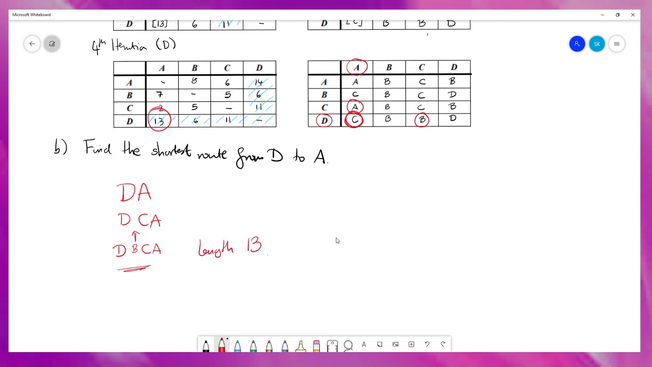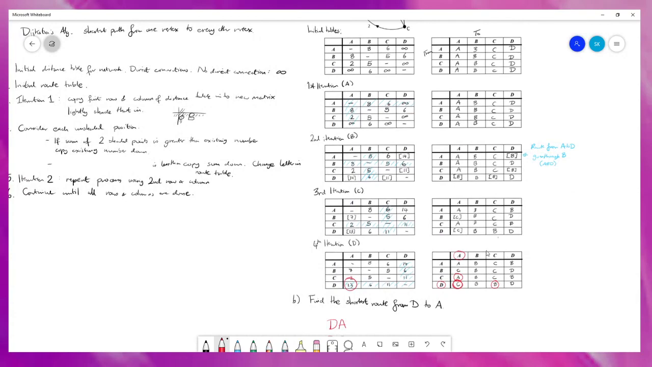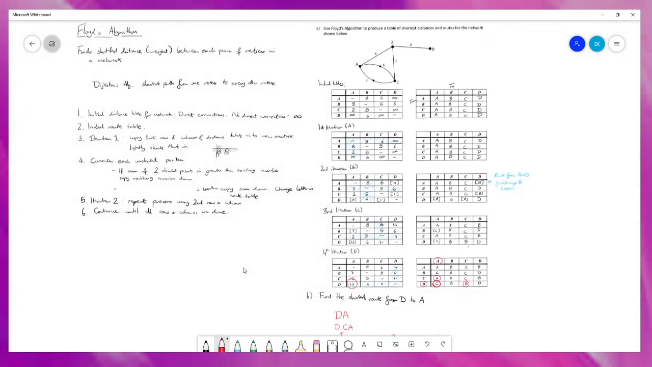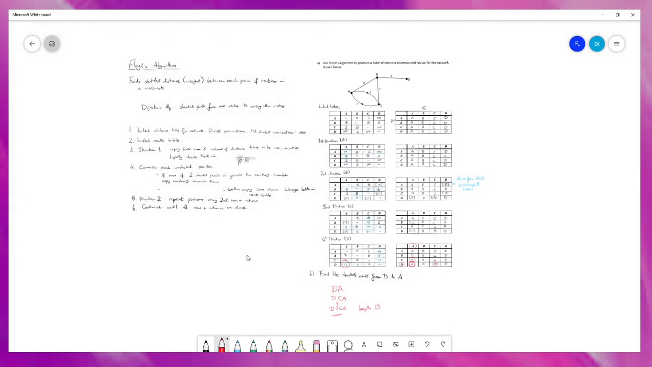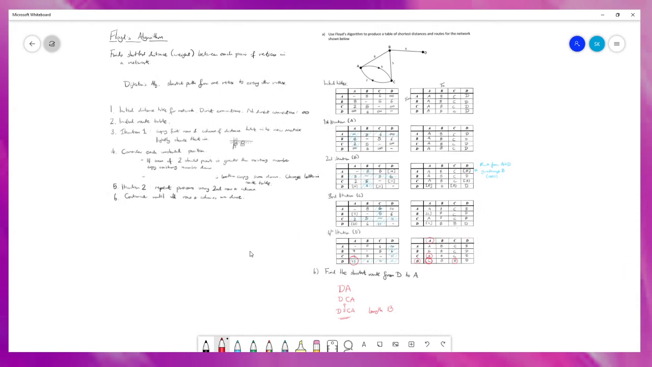Floyd's algorithm, as I said, is one of those algorithms that's not particularly difficult, but just takes a long time to do. So that's why quite often they will give you this grid in the exam, so you don't have to spend time writing out 10 matrices, because that is a lot. So you can see here, just zoom out a little bit further, everything for Floyd's algorithm. And that's it. That's Floyd's algorithm.